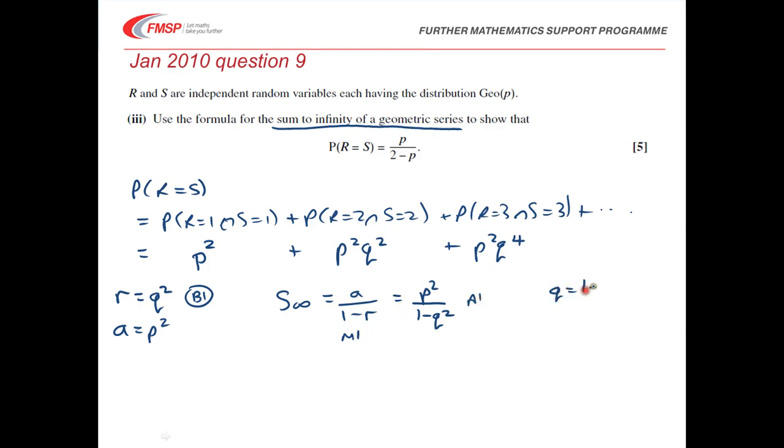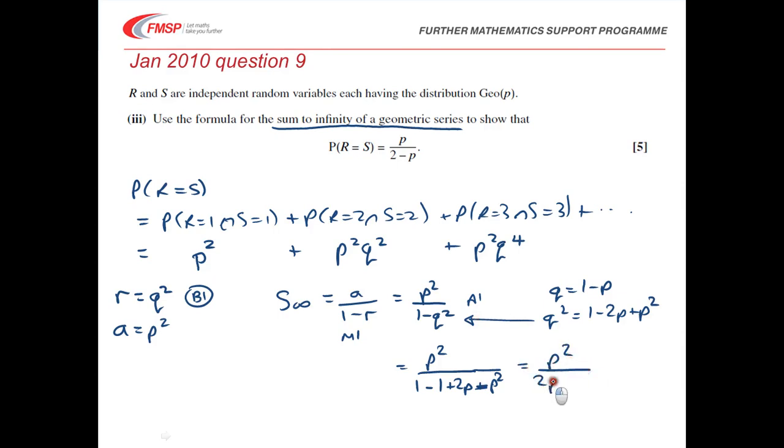So q is equal to 1 minus p, so q squared is equal to 1 minus 2p plus p squared. Okay, just by squaring that out. So this becomes p squared divided by 1 minus 1 plus 2p plus minus p squared, just by substituting into this, which is going to give me p squared over 2p minus p squared. p is common on the bottom, so let's factorise it out. So that's p lots of 2 minus p, and then we can see that some things cancel and we get the correct answer. And I find it very satisfying when this happens.